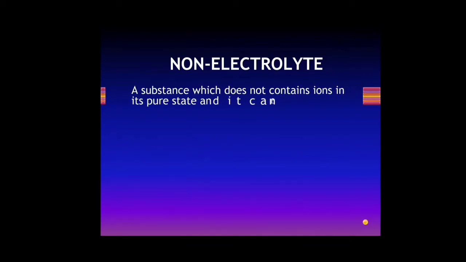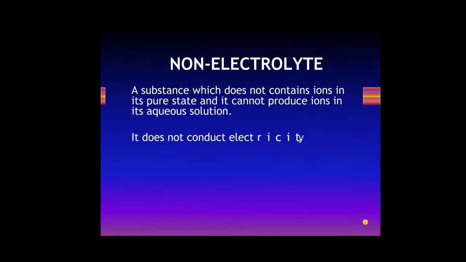A substance which does not contain ions in its pure state and cannot produce ions in its aqueous solution. So basically a compound which is not ionic, that means a covalent compound. In its pure state it does not contain ions and it cannot produce ions in aqueous solution. Such substances are known as non-electrolytes. It does not conduct electricity. The most important character of a non-electrolyte is that it does not conduct electricity.